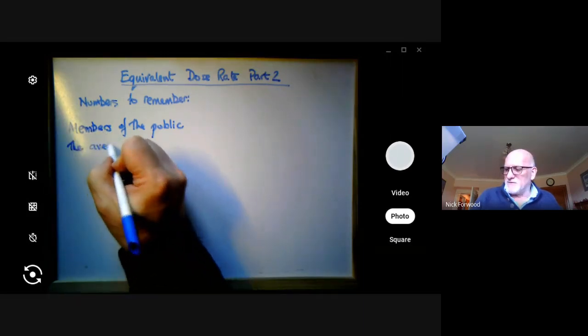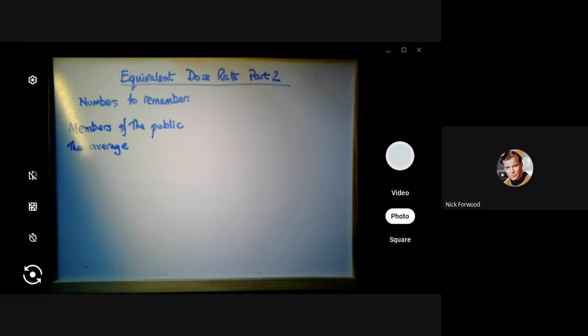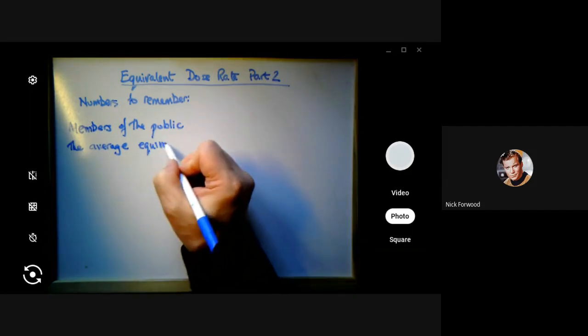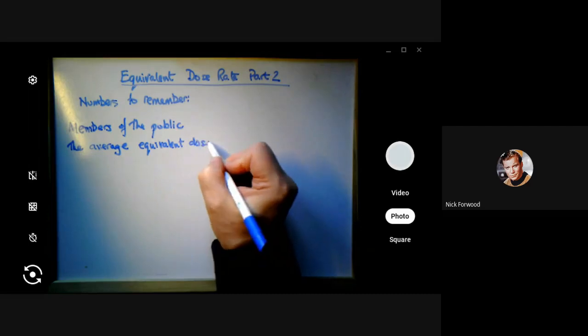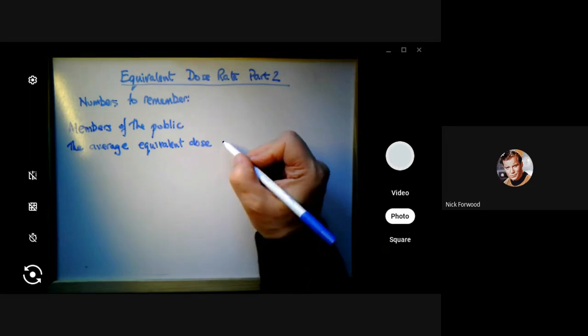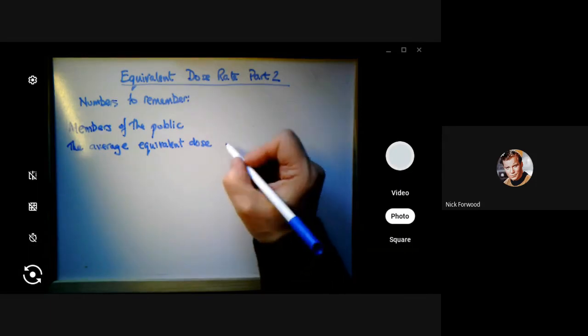Now this is an average figure, this 2.2 millisieverts. It could be a little bit higher, could be a little bit lower, and one pupil said they'd looked this up and the number on an NHS website was given as 2.2 to 2.7, which is probably right, but there's only one number that the SQA wants you to remember for members of the public. So the average equivalent dose for a member of the public, and this is really due to background radiation only. So it's stuff that you'd encounter without even knowing about it, and you're not working with radiation.